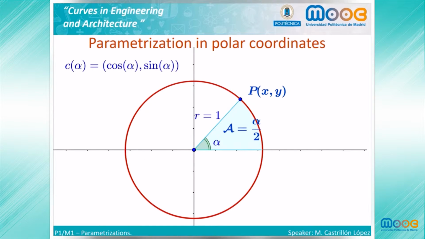We saw in a previous video that the trigonometric functions sine and cosine provide another parametrization of the circle, in this case of radius 1. The parameter is the angle defined from the horizontal axis. We can contract the parameter by dividing it by 2, and even though the parametrization changes, the trace is the same. And this new parameter has a geometric interpretation. The parameter A is the area of the circular sector defined by that angle.